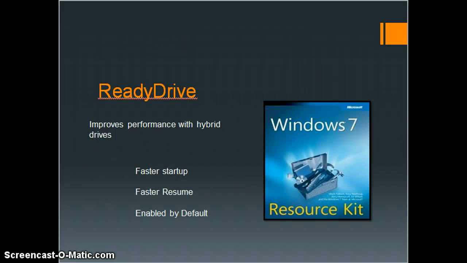Windows ReadyDrive improves performance on mobile computers equipped with hybrid drives. A hybrid drive is a drive that uses both flash RAM and a physical drive for storage. Flash RAM is quite faster than a physical spinning disk, so data is written to flash RAM and then synced to the hard drive periodically. This reduces the spinning of the disk and saves battery life.